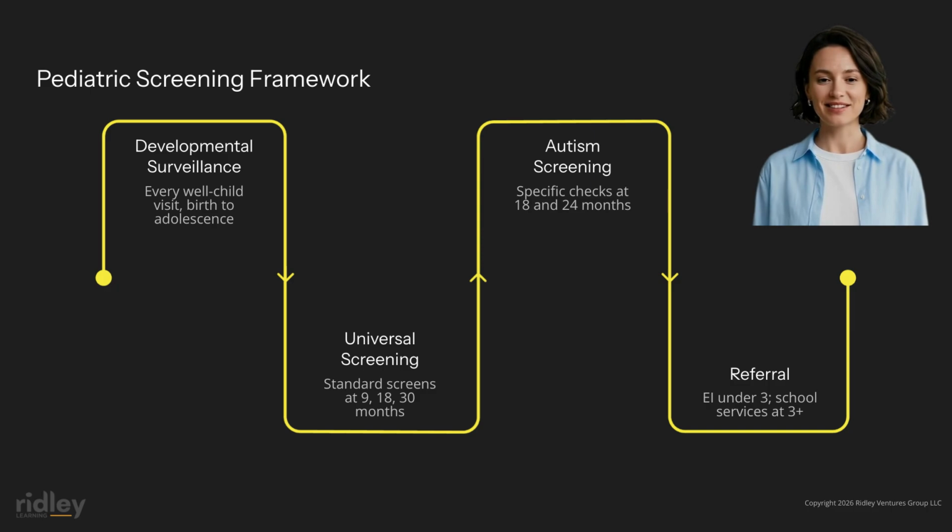The United States Preventive Services Task Force has concluded that evidence is insufficient to recommend universal ASD screening in asymptomatic children, citing a lack of randomized trials linking screening directly to improved outcomes. Nevertheless, the AAP continues to recommend universal screening on the basis of expert consensus and the documented benefits of early intervention, and most US primary care pediatricians follow the AAP pathway.